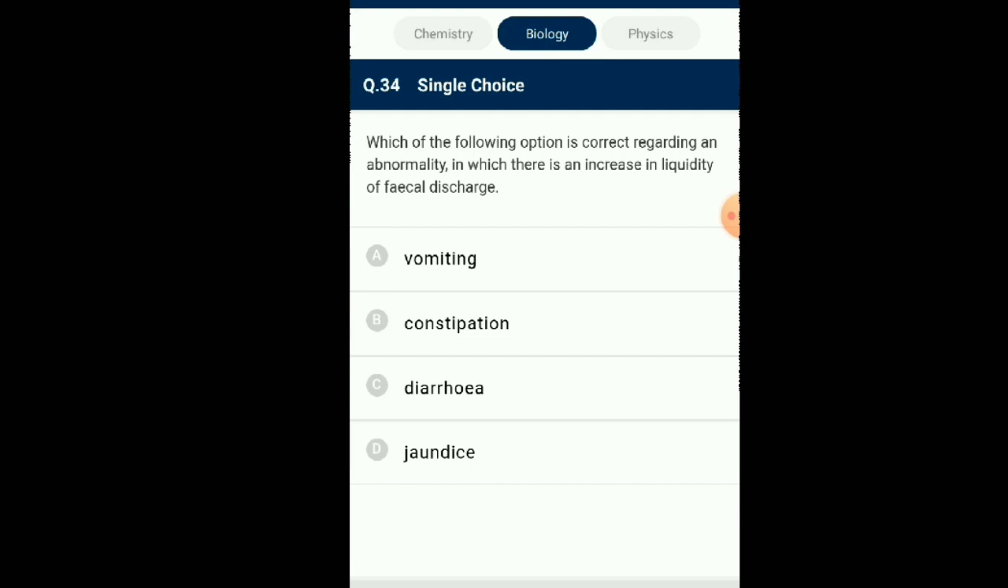It can be caused by an infection of the intestine due to either a virus, bacterium, or parasite. Diarrhea is often caused by the presence of low levels of niacin. So the answer is option C, diarrhea.